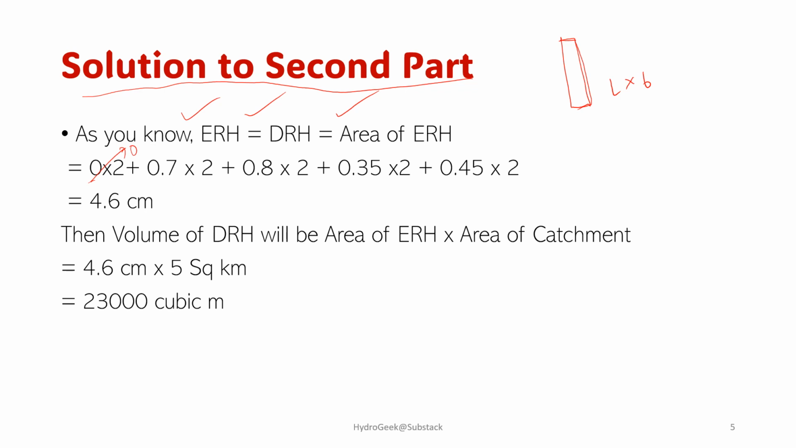Okay, then the first ordinate 0.7 multiplied by 2, second ordinate 0.8 multiplied by 2, third ordinate 0.35 multiplied by 2, fourth ordinate 0.45 multiplied by 2. So these are the areas of all four bar graphs, and when you add them, it becomes the area of the hyetograph. Correct?